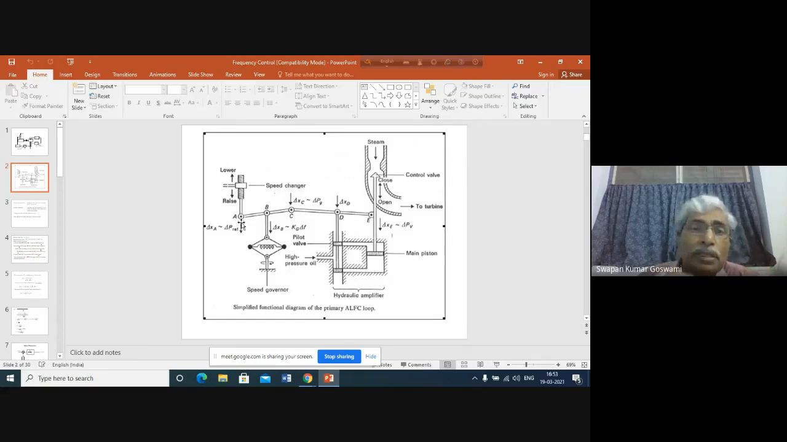So A will be kept fixed at its new position. Now B will move down, keeping A fixed. So B will move down. As B has moved down, now C will move down somewhat. As C has moved down, what will happen? D also will move down somewhat. So the opening created here may be somewhat reduced.